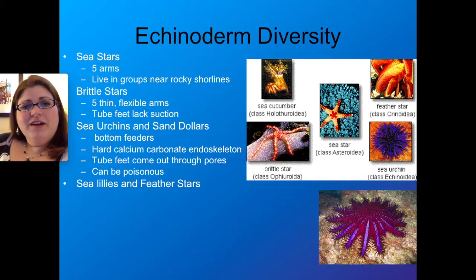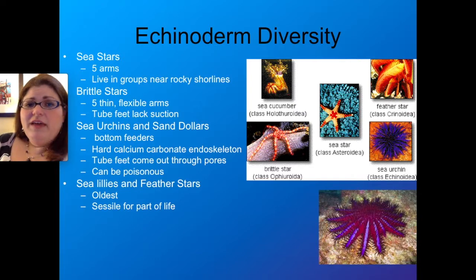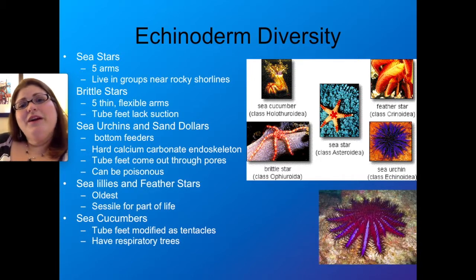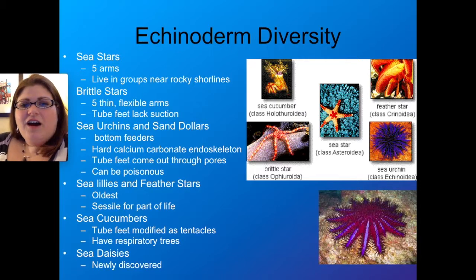Sea lilies and feather stars are, as their name implies, much more feathery looking. We think they are also the oldest group to have evolved, and they are sessile for at least part of their life. And sea cucumbers, they look, as their name implies, like cucumbers. Their tube feet have modified tentacle shapes to them, and they have respiratory trees to help them breathe. And finally, sea daisies are newly discovered. We don't know much about them, but we do know that they are echinoderms. Once again, I really don't expect you to know all these, just some examples of other kinds of echinoderms besides starfish.